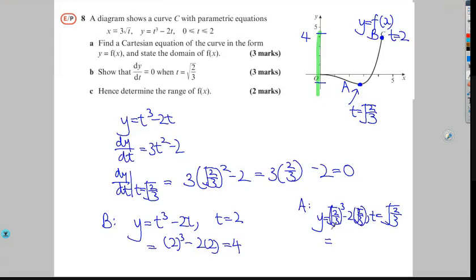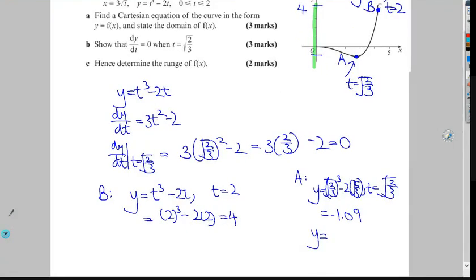So point B, I can find the value of y by substituting t equals 2 into the parametric equation for y. We have 2 cubed minus 2 times 2, which gives me 4, which makes sense based on our graph as well with those scales. And for point A, again, I can just substitute t as square root of 2 over 3 into the expression and find it.